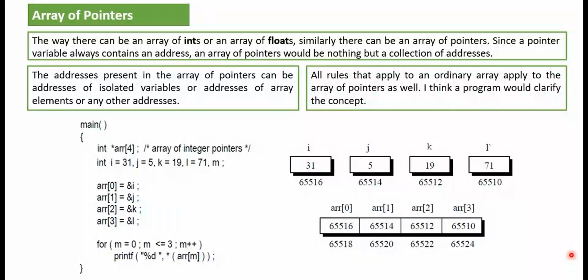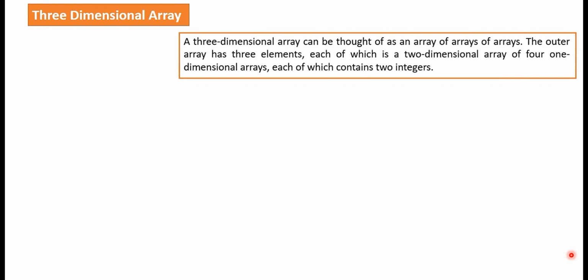So I hope it is clear how an array of pointers can be declared. Okay. And at last, let's take an overview of the three-dimensional array. So basically, a three-dimensional array can be thought of as an array of arrays. It's nothing but a one-dimensional array that contains another array, which further contains arrays of elements. So the outer array has 3 elements, each of which is a two-dimensional array of 4 one-dimensional arrays, each of which contains 2 integers. Now it sounds very confusing, so we'll see using a figure.